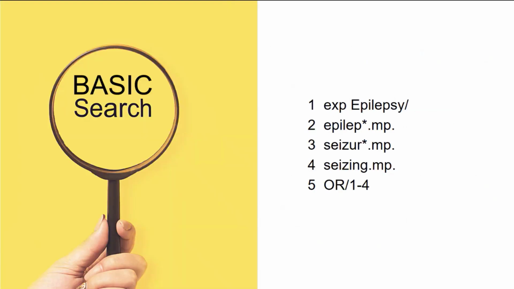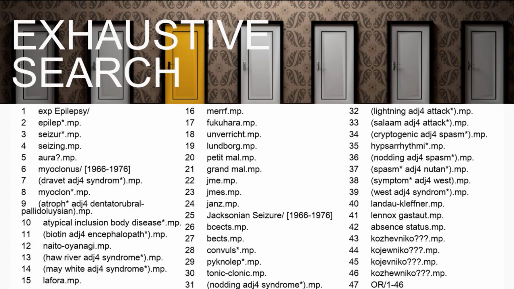Just as a reference point, this is a basic search. This is a type of search I'd use to find articles for a background search or just a standard literature review. It would not be appropriate for a systematic or scoping review. Whereas this is an example of an exhaustive search on the same topic. You'll see it's far more detailed, far more broad. This is casting a wide and comprehensive net. That would be the expectation for a systematic or scoping literature review. Search.